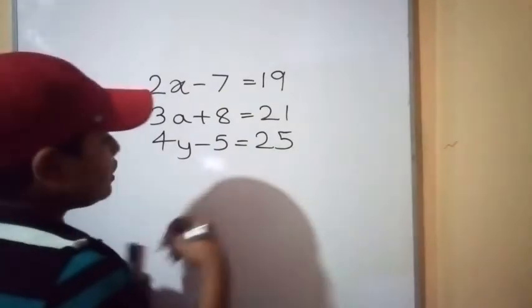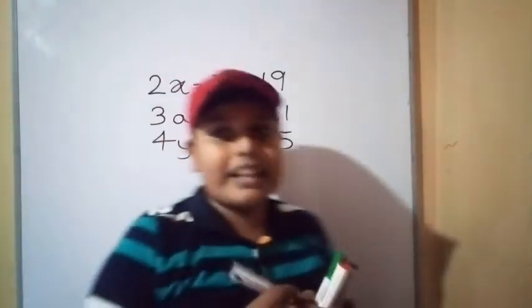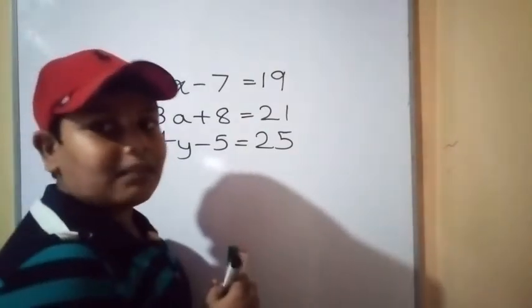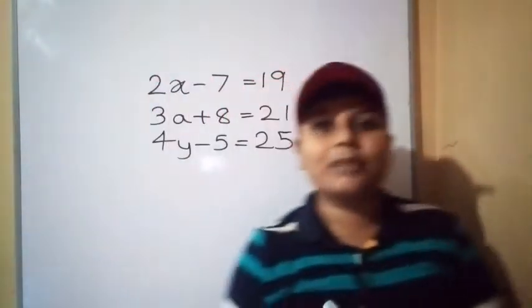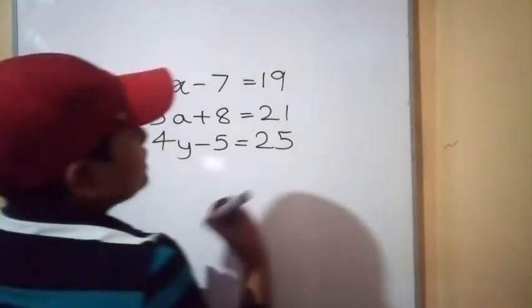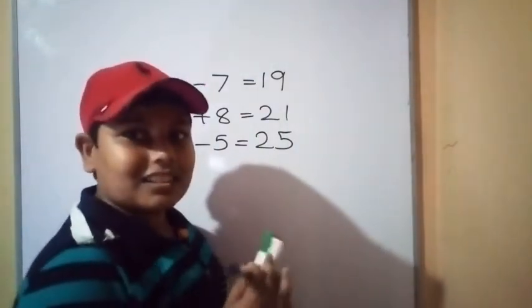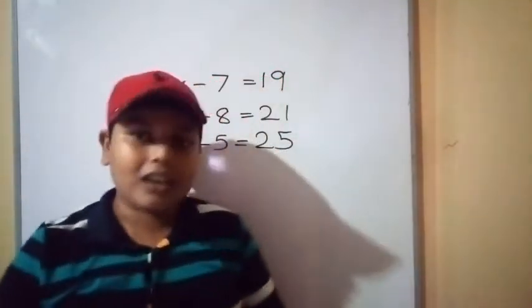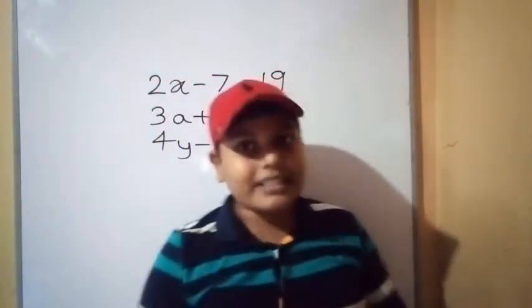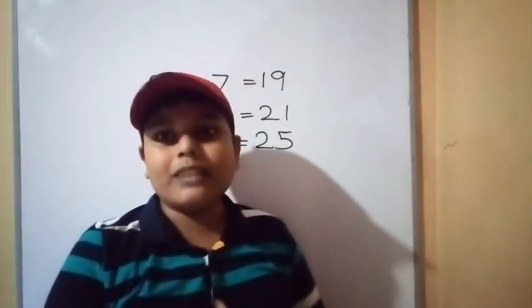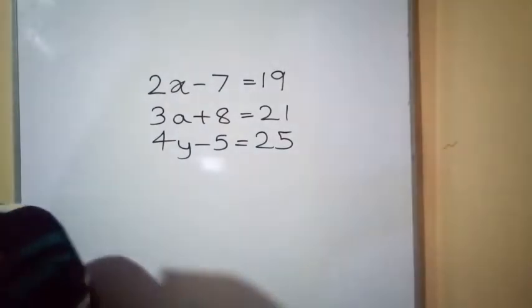These three are called equations. The relationship in which there is an unknown term, and we want to find the value of that unknown term, is called an equation. A relationship in numerical form is also called an equation.